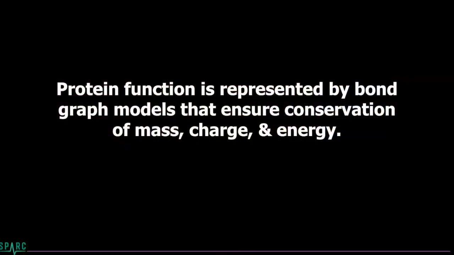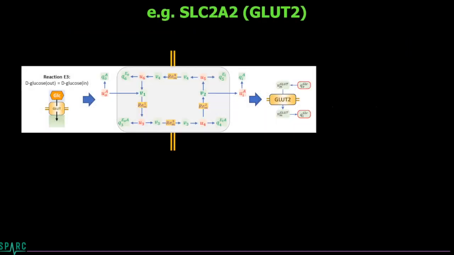So all of the protein function represented in those models are dealt with via physics models based on the bond graph concept, which ensure that conservation of mass, conservation of charge, and conservation of energy is always satisfied at all scales. So for example, at the level of the kidney, if we're looking at one particular protein, let's say GLUT2, SLC2A2 protein, what we want to be able to do is represent the various reactions going on that represent the chemistry, in this case of glucose transport from outside to inside.